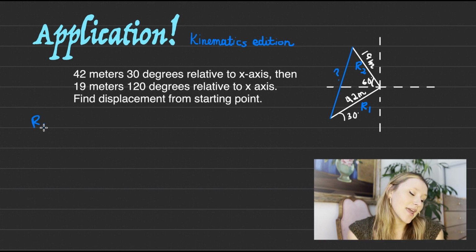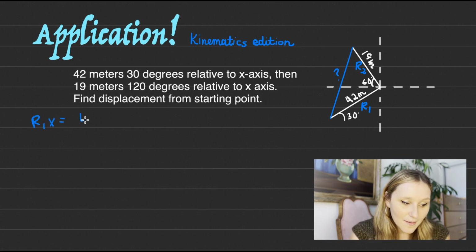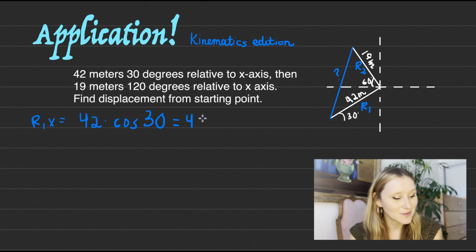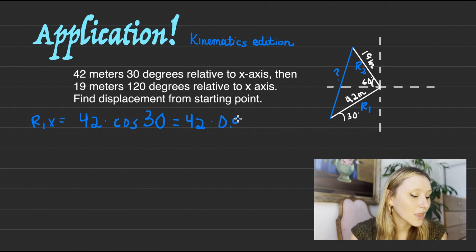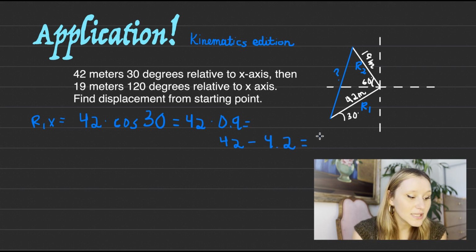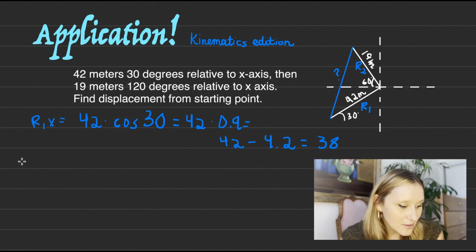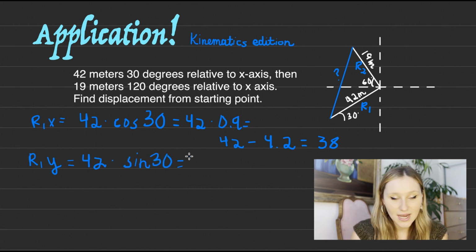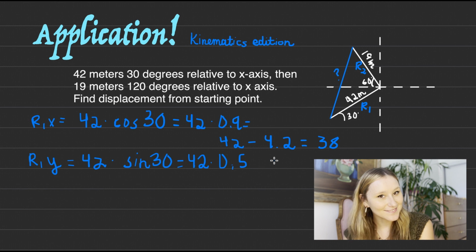So finding displacement. Firstly, let's just focus on the first vector in the x direction. We take the magnitude and multiply it by the cosine of the angle. So we do 42 times cosine of 30. We do 42 times 0.9. How we're going to do that is do 42 minus the 10%, which is 4.2. We get about 38. Similarly, let's do the y direction using the sine of the angle. And so 42 times a half is 21.